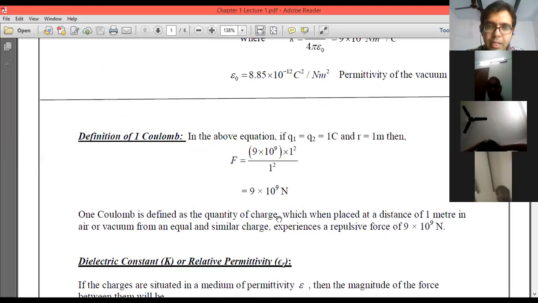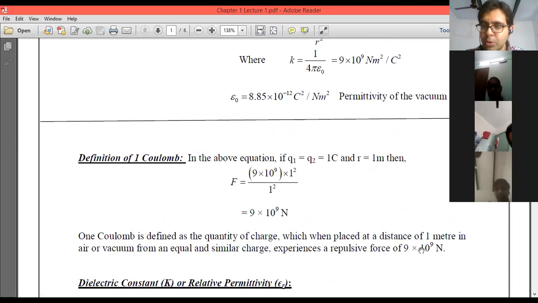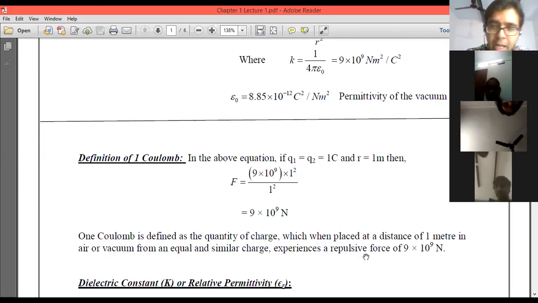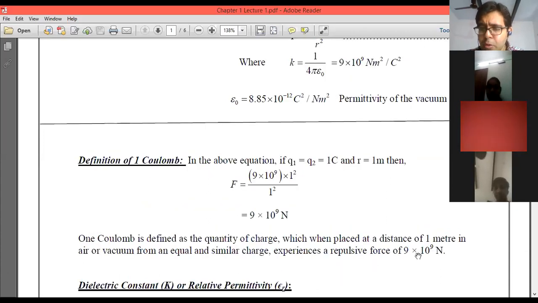In this manner, we can define 1 coulomb: it is the quantity of charge which, when placed at a distance of 1 meter in air or vacuum from an equal and similar charge, experiences a repulsive force of 9 × 10^9 newton. That much quantity of charge, if placed at a distance of 1 meter from an equal and similar charge, gives a force of repulsion of 9 × 10^9 newton between the two charges, and the charges we have placed are 1 coulomb each.